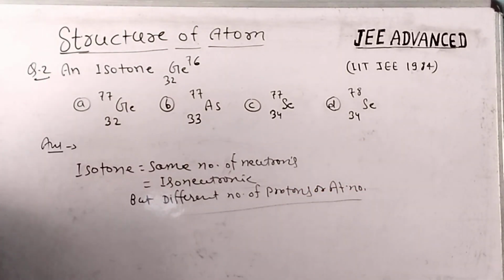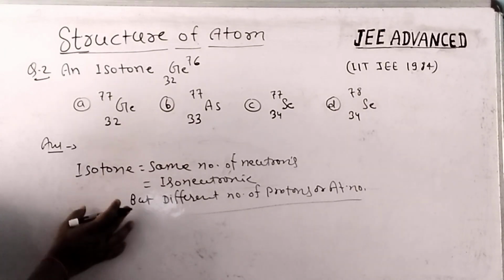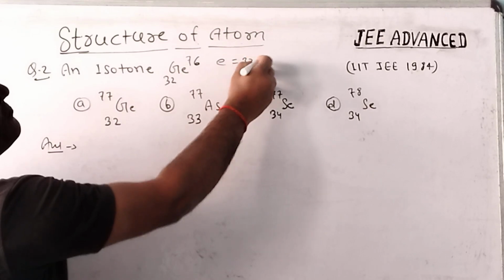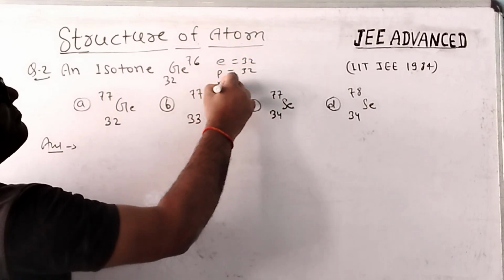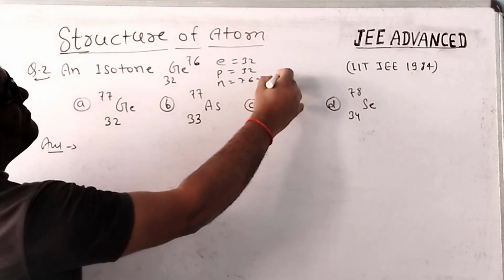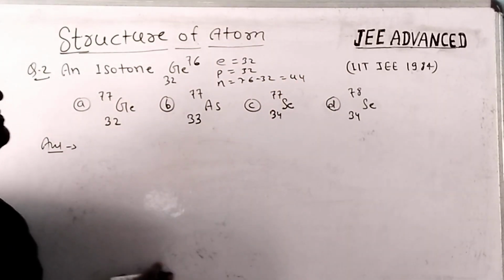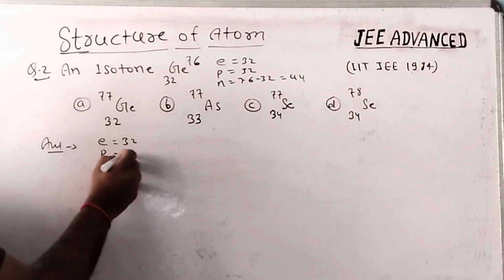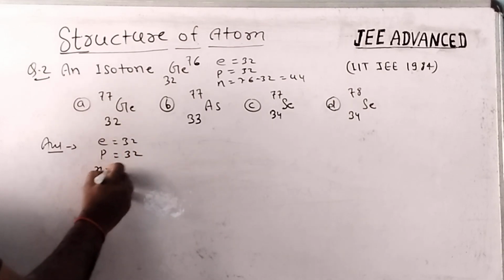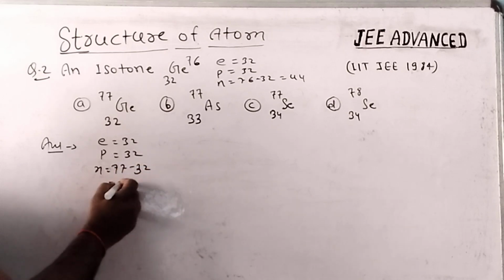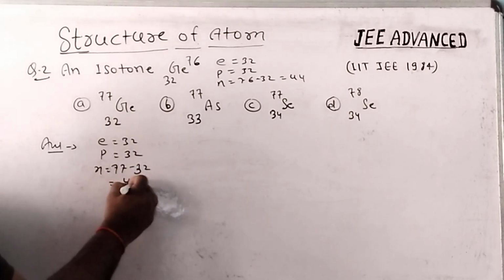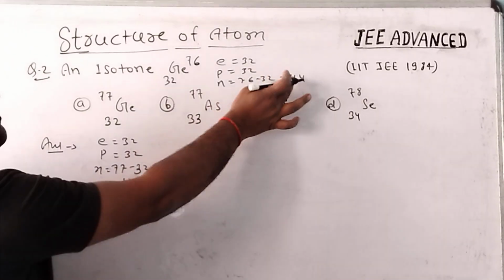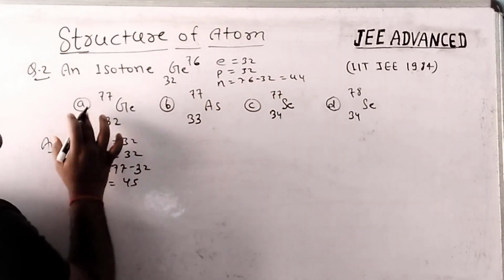Okay, now we can easily find, you can take a screenshot one by one. Here electron is 32, proton is also 32 and neutron is 76 minus 32, so 44 neutrons are here. In the first case electron is 32, proton is 32 and neutron is 77 minus 32, so 45 neutrons are here. Now here neutron is 45, here neutron is 44, so option A is wrong.